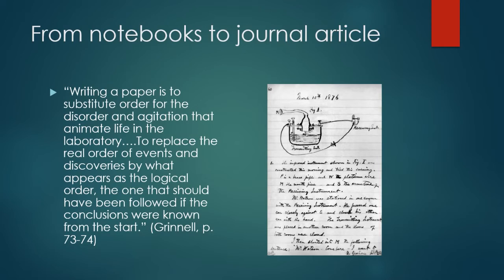So we talked about, way back when we were doing the overview of this stuff, the transition from lab notes to journal article. Grinnell says this: writing a paper is to substitute order for the disorder and agitation that animate life in the laboratory, to replace the real order of events and discoveries by what appears as the logical order, the one that should have been followed if the conclusions were known from the start. So I think we talked about this enough, the cleaning up of the process. If you have a bunch of experiments that just went nowhere at all, you don't put in 'we spent 3 weeks messing around with the setup and nothing worked and we just failed and failed and failed.' That doesn't make it into the journal article. You start the story from when you hit on the working procedure and tell them what you did when it eventually worked.